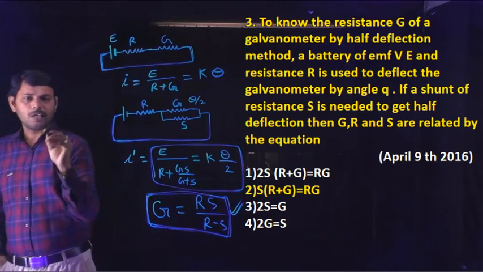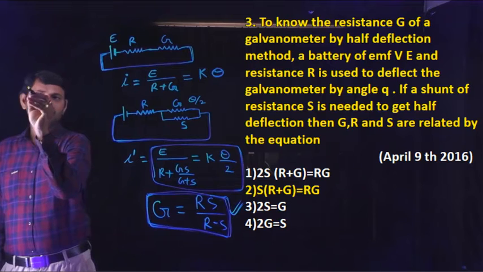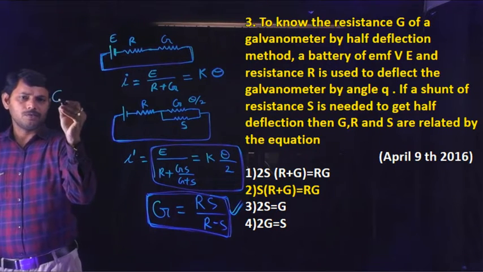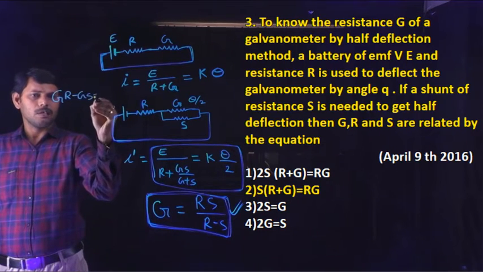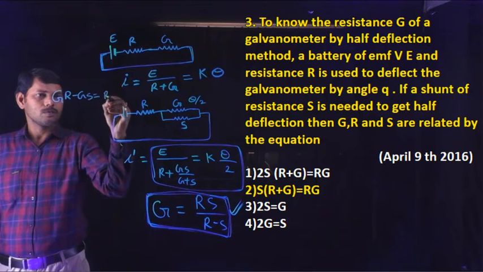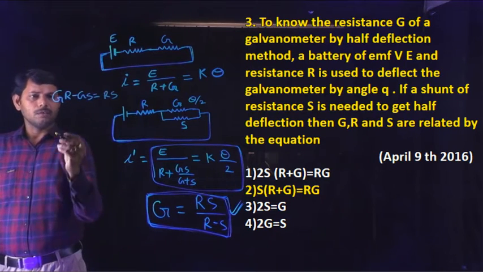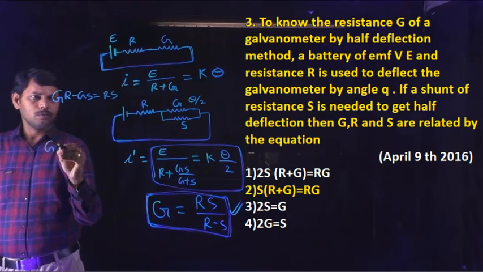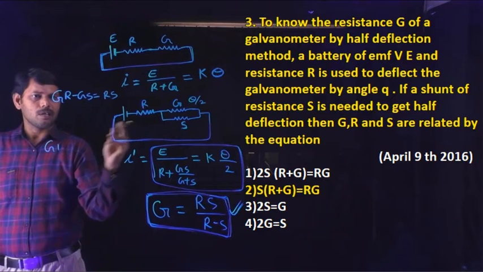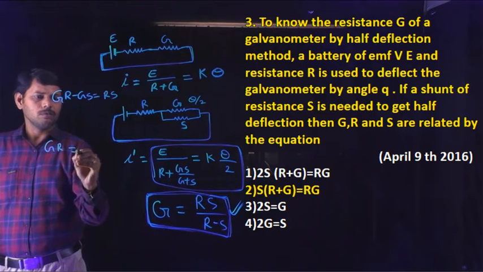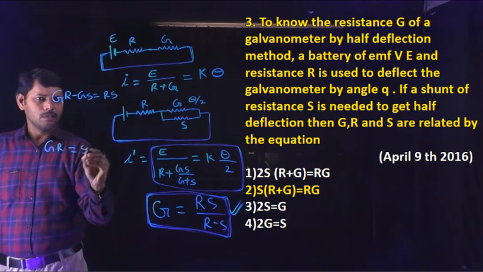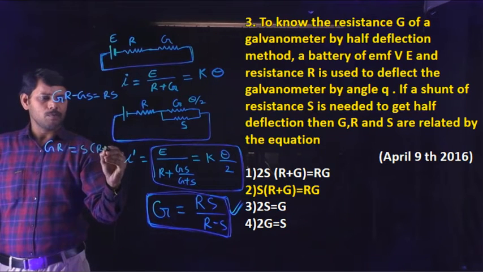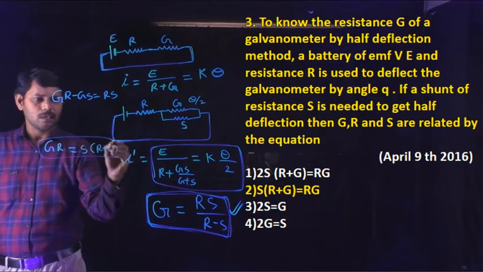From this, on cross multiplying, we find G into R minus GS is equal to RS. So that we get G into R, with G into R on one side, equal to, on the right side, GS plus RS, S common, S into R plus G. Comparing options, in the second option we have this equation. So the second option is correct.